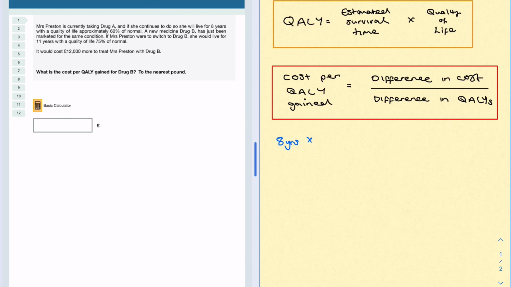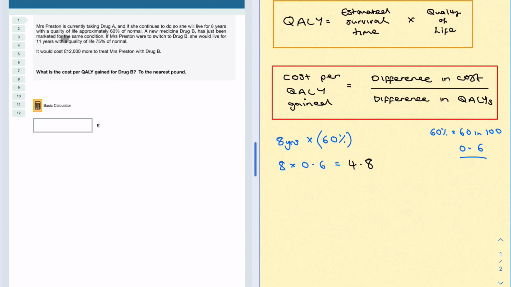of quality of life. Now remember, 60% quality of life here, we have to convert to a numerical value. So to convert 60% means 60 in 100, which is 0.6. So 8 times 0.6 will give me the QALYs for her normal life if she continues with drug A, essentially. So 8 times 0.6 gives us 4.8. So 4.8.